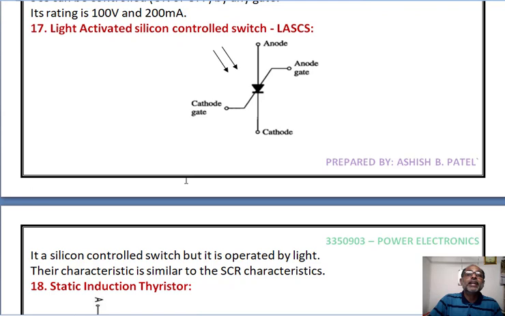Next, light activated silicon control switch, LASCS. Now it is a silicon control switch, but it is operated by light. That's why it is called light activated silicon control switch, and its characteristics are similar to the SCS.